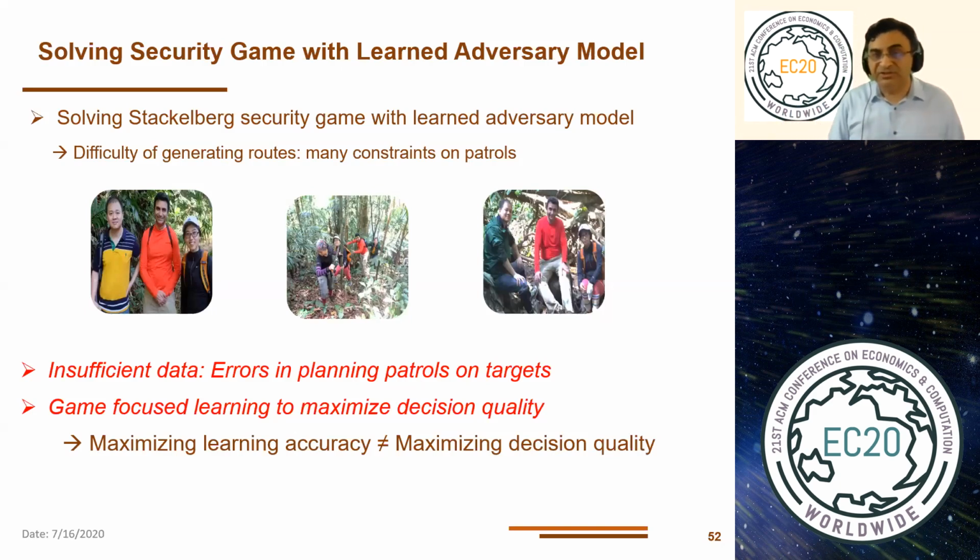So here the challenge is how to build a better adversary model when there is insufficient data. A bad model obviously would lead to errors in planning patrols on targets. And here we propose this game-focused learning to maximize decision quality. The key point being that maximizing learning accuracy doesn't translate into maximizing decision quality.